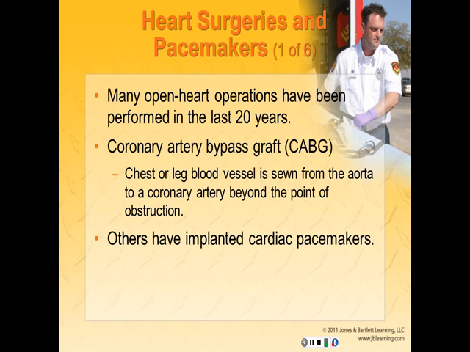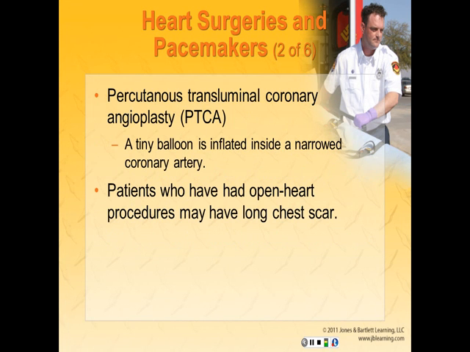For percutaneous transluminal coronary angioplasty, or PTCA, this involves the following steps. A tiny balloon is attached to the end of a long, thin tube. The tube is threaded into the narrowed coronary artery and inflated. The balloon is then deflated and the tube and balloon are removed. Patients who have had bypass procedures may or may not have a long scar on the chest. And you need to treat chest pain in a patient who has had any of these procedures in the same way you do for anyone else.